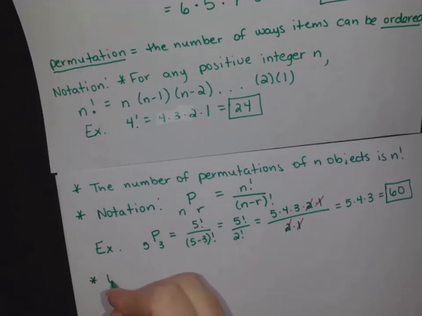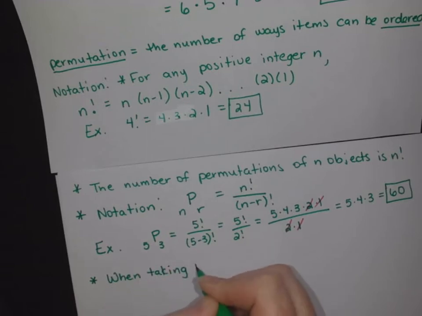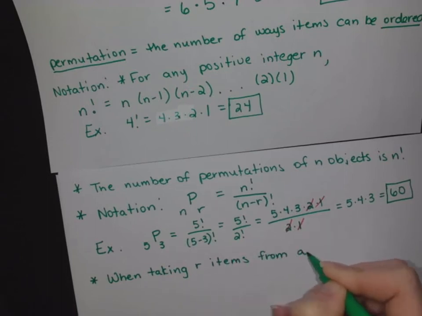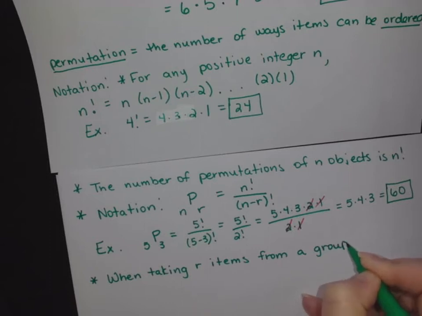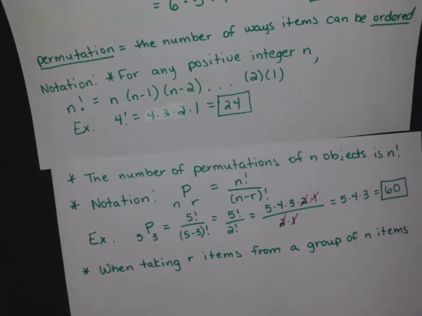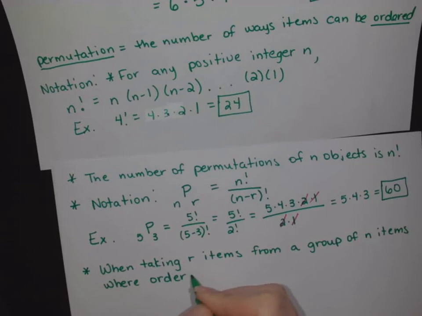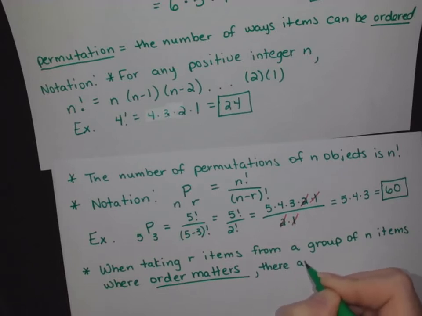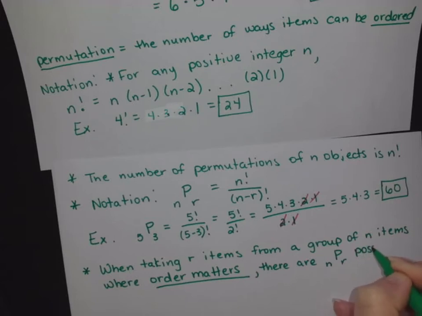So here's why that notation is significant and why we're going to use it. When you are taking or choosing r items from a larger group of n items, where order is significant or where order matters, it turns out that there are n permutation r possibilities.